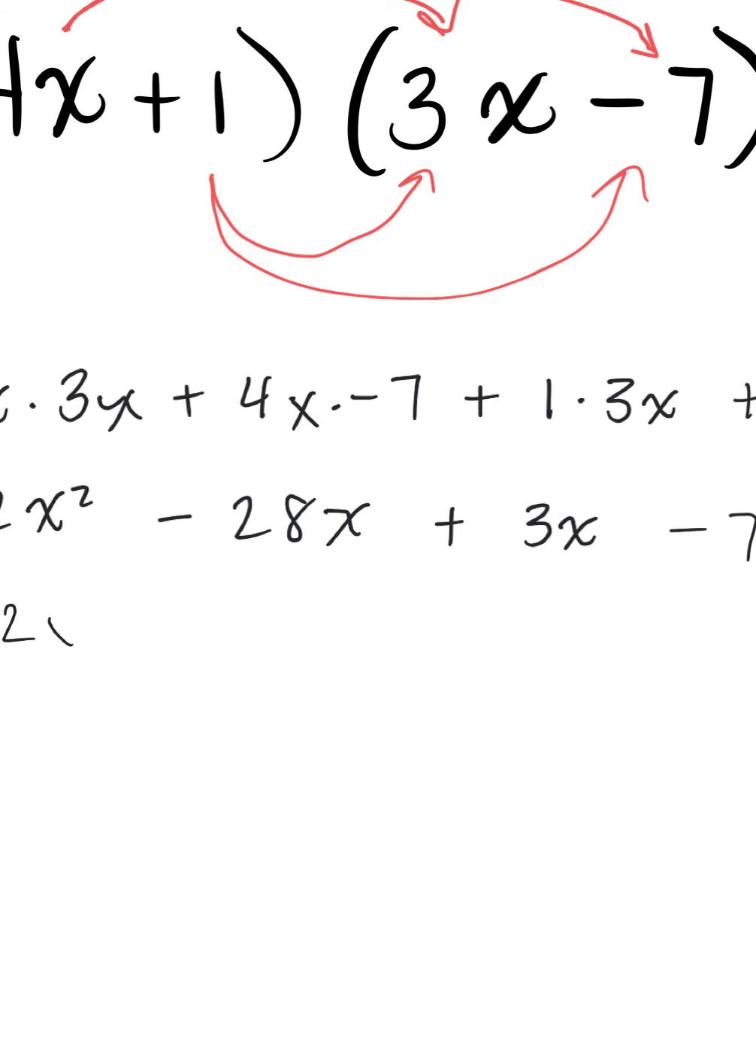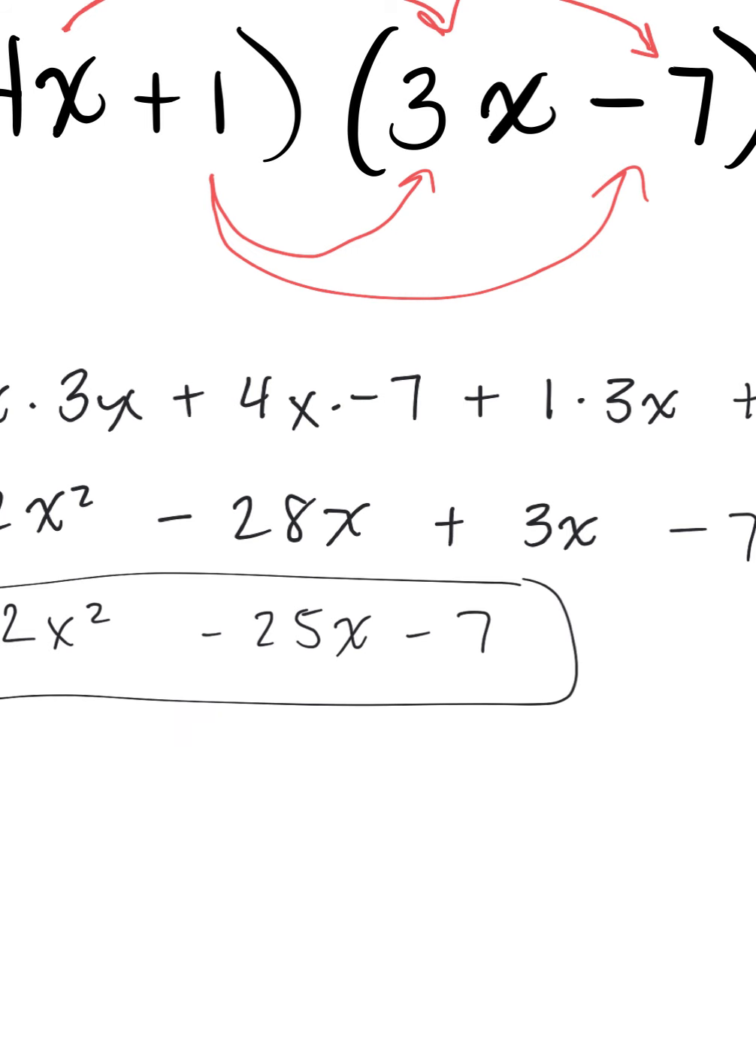Okay? 12x squared. What do we simplify? Roy? Good. The negative 28x and the 3x becomes negative 25x, and negative 7. How many of you got that? Good. How many of you were close, but had something really little off? I forgot to simplify. Oh, you forgot to simplify? So remember, in these types of problems, most of the time you're going to have to simplify, okay? Alrighty then.